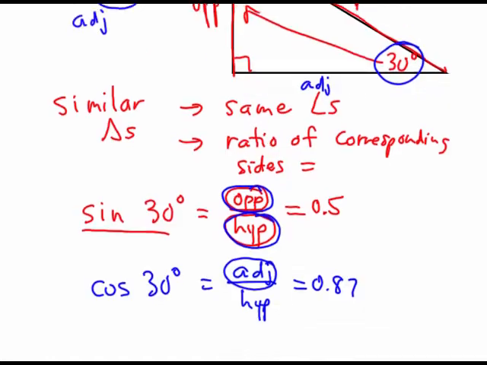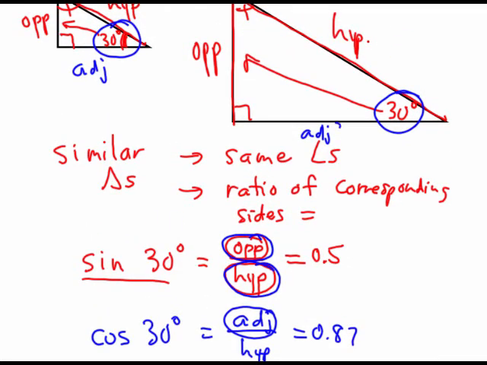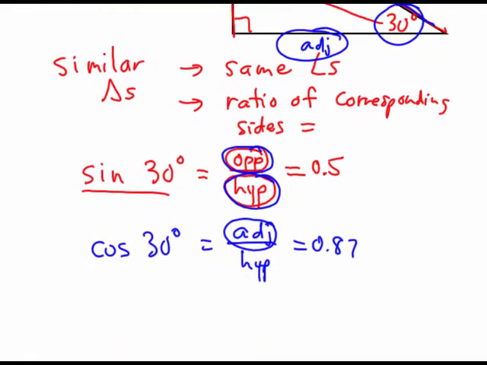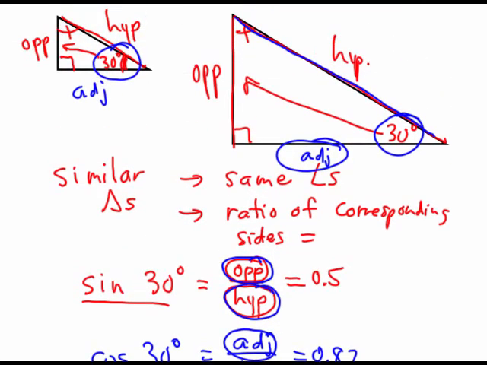87 rounded off. In other words, the adjacent length is 87% of what the hypotenuse is. Finally, for tangent, the tangent of 30, the tangent ratio is a measure of the opposite length to the adjacent length. If I look back at my triangle, I can see that my opposite length looks smaller than my adjacent length. So if I take a smaller length divided by a larger length, I should expect to get an answer that's less than 1.